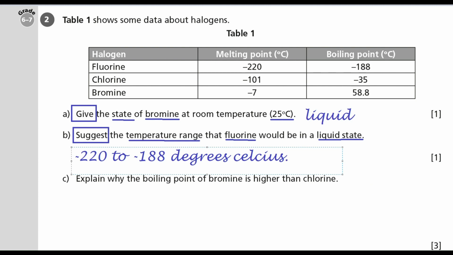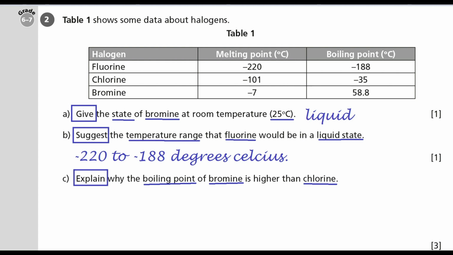Part C. Explain why the boiling point of bromine is higher than that of chlorine. The command word is explain. We're focusing on the boiling point and we're thinking about bromine compared to chlorine. So bromine is a much bigger molecule than chlorine. This means it has stronger intermolecular forces of attraction between the molecules, and it's these forces of attraction that we break when we melt a covalent substance that is made of simple molecules. Therefore, because those forces are weaker in chlorine than bromine, you need less energy and its boiling point will be lower.